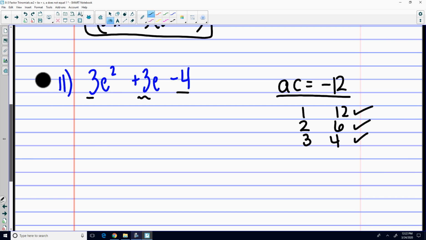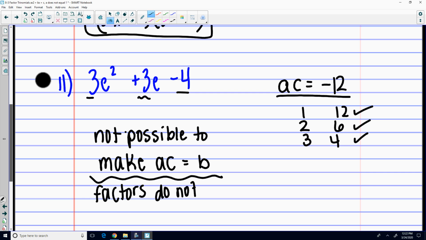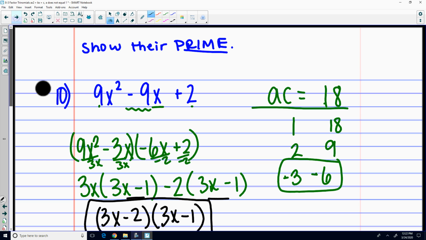Your explanation: it is not possible to make A times C equal B. Or maybe we write: factors do not add to B.